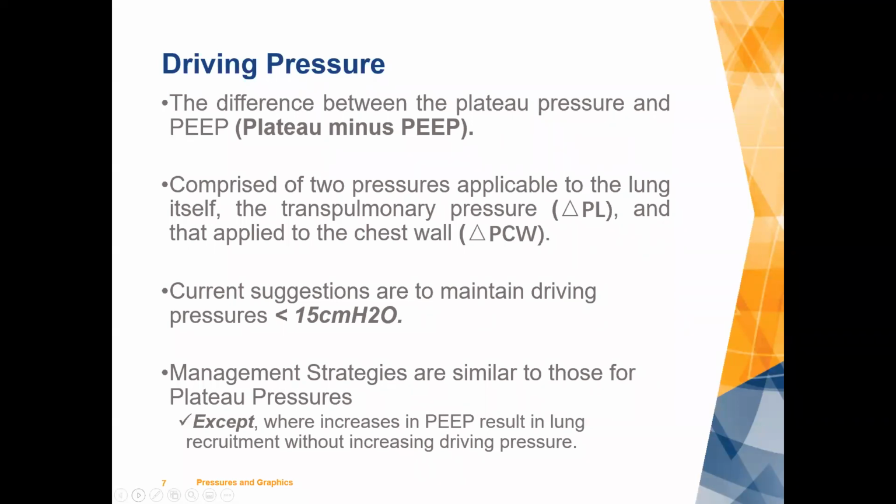It's comprised of two pressures: the transpulmonary pressure change applied to the lung itself, and that applied to the chest wall as well. Current suggestions are to maintain driving pressures below, not at or below, but below 15 centimeters of water. The management strategies are essentially similar to those for managing plateau pressures. That's not surprising, because plateau pressure is a major determinant, except where increases in the PEEP result in lung recruitment.